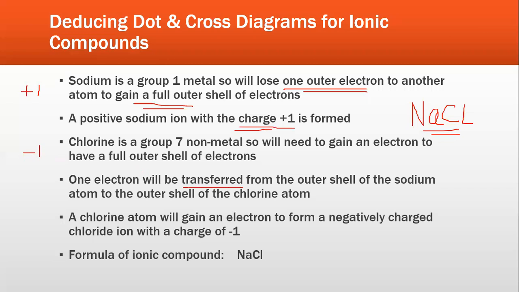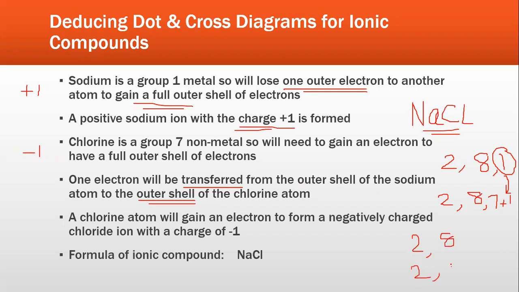One electron will be transferred from the outer shell of the sodium atom to the outer shell of the chlorine atom. क्यों? सोडियम is 2,8,1, chlorine is 2,8,7. This one electron will get transferred over here to chlorine. अब नई electronic configuration क्या हो जाएगी? Sodium would now be 2,8 and chlorine would now be 2,8,8. Now both of them have a complete outermost shell of electrons having 8 electrons each.